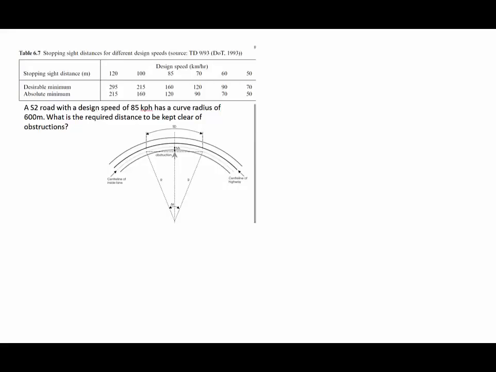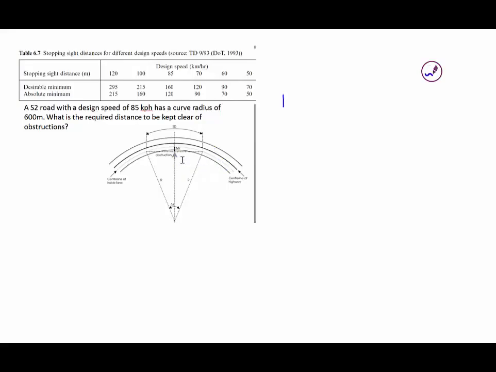We need to determine the required distance to be kept clear of obstructions, and that is because quite clearly we need to keep this zone here clear, because if there's a car coming in this direction, he wants to have a good window of visibility all the way around the curve, as far around the curve as he needs in order to stop safely. So that's what we're looking at the moment.